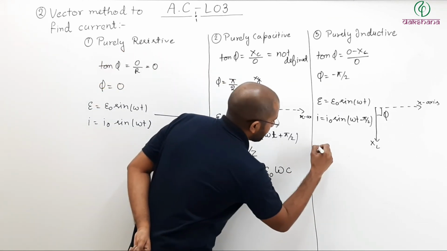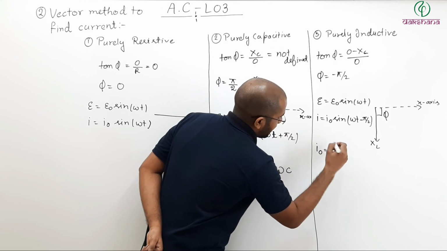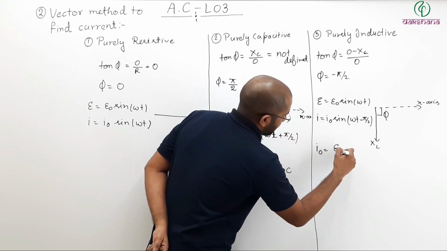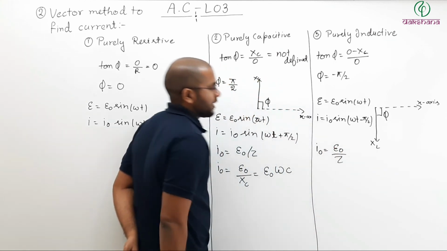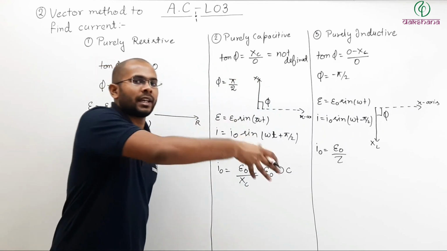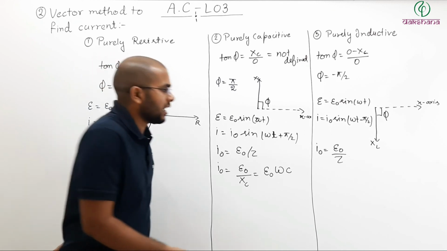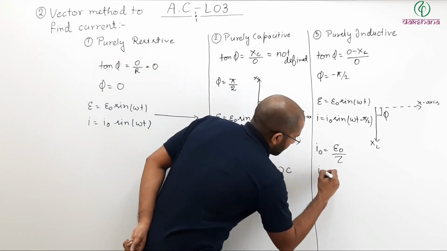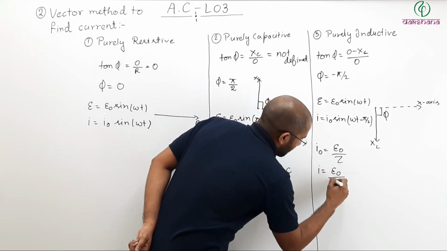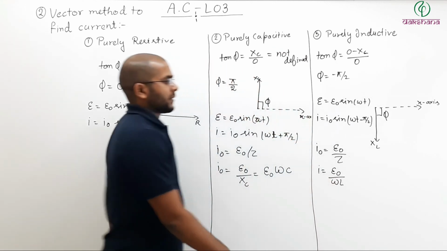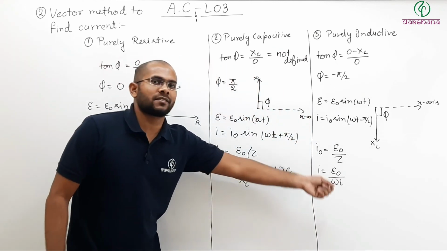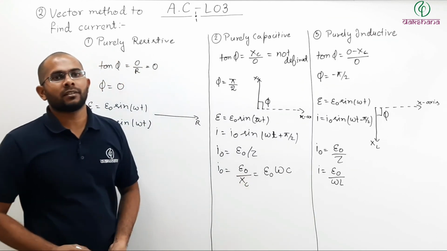And here I naught is what? I naught is nothing but your E naught divided by Z. And in this case, since there is only an inductor, Z is nothing but XL, which is omega L. So I naught is nothing but E naught divided by omega times L. And that is the same value as we had obtained using the mathematical forms.